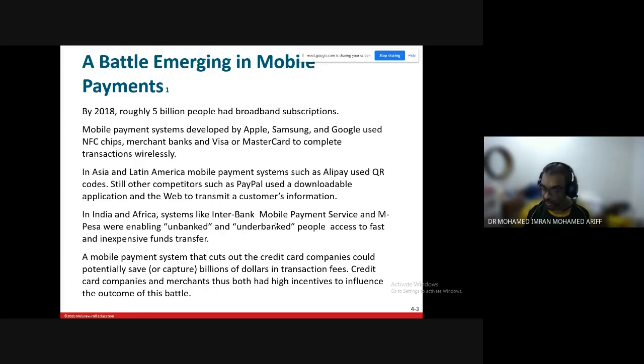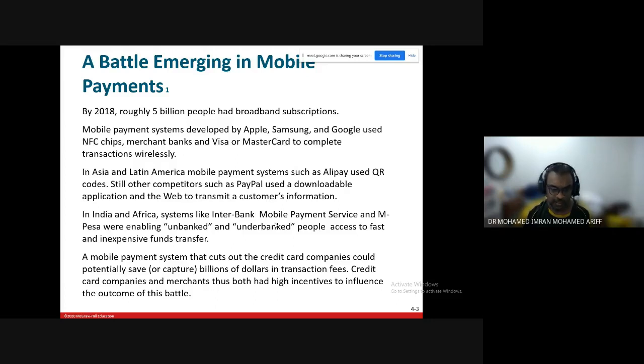And underbanked means they have money in their bank but they don't use the bank services to the fullest. Okay? Like my neighbor. He has money in the bank but he doesn't use online banking, he doesn't transfer online, he just goes and uses the ATM service only.